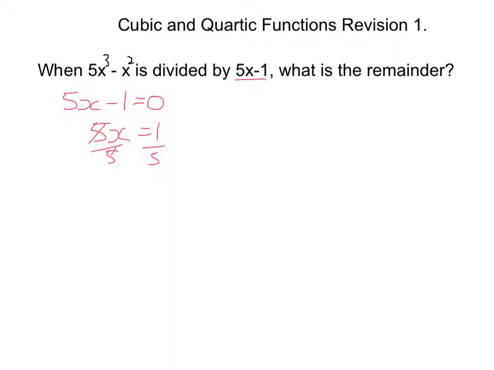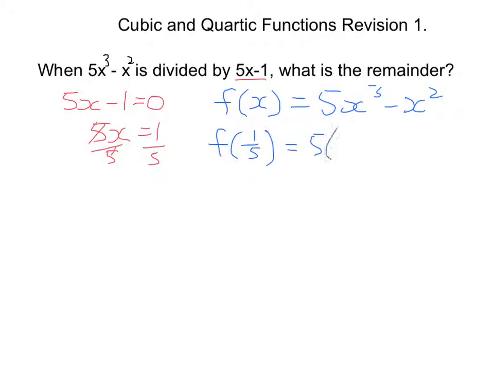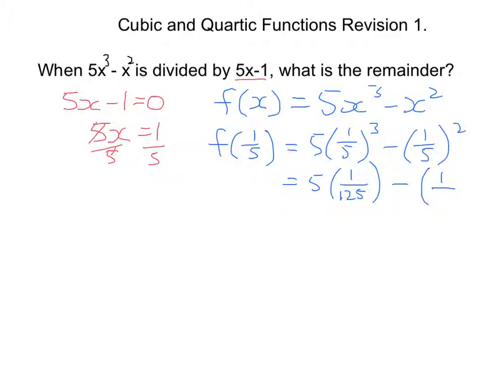What we then do is we take our function of x, which is 5x cubed take away x squared, and we substitute x equal to 1/5. So the function of 1/5 will be 5 multiplied by 1/5 cubed take away 1/5 squared, which is equal to 5 multiplied by, now we cube the top and we cube the bottom, so 1 cubed is 1 over 5 cubed is 5 times 5 times 5, which is 125. Take away 1/5 squared, so we'll square the top. 1 times 1 is 1, and 5 squared on the bottom is 25.